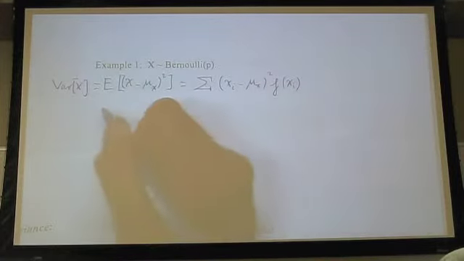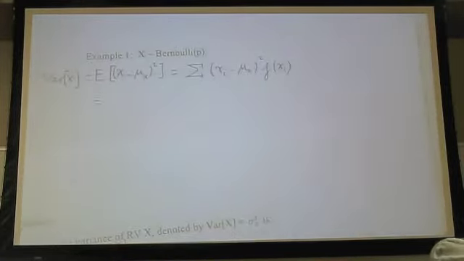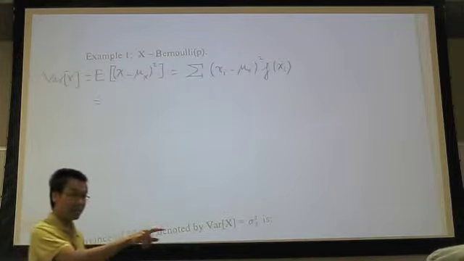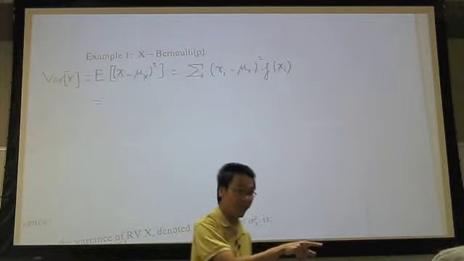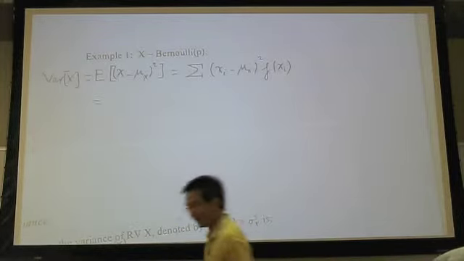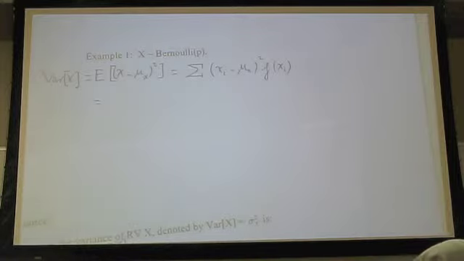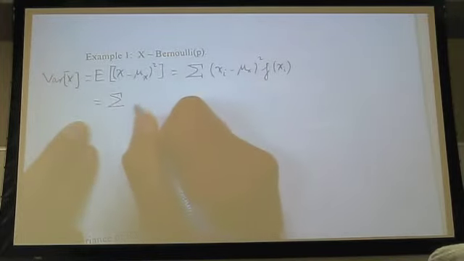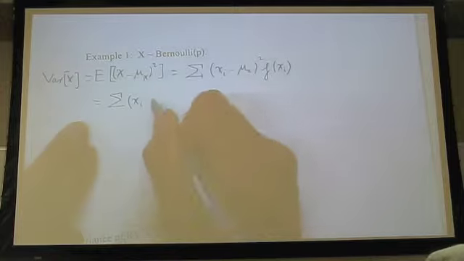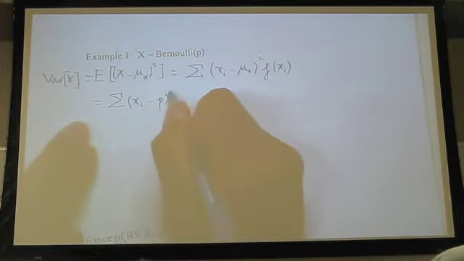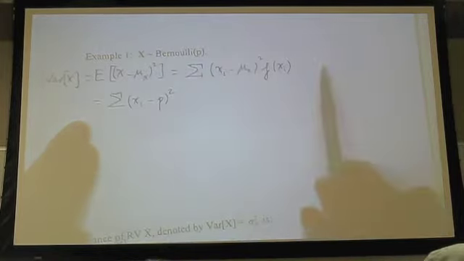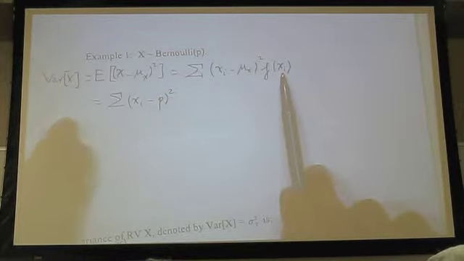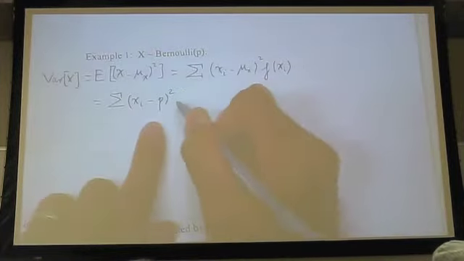A minute ago, we computed the mu sub x, the expected value for the Bernoulli function. What is that? Look at your notes. It's p. Thank you. So therefore, this is nothing but the sum of (xi minus p), the whole thing squared, times f of xi.